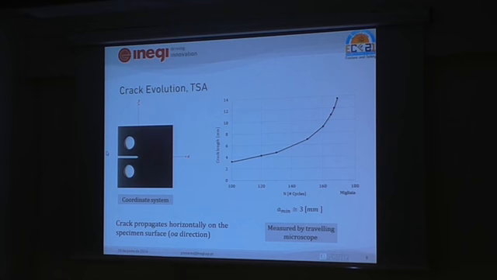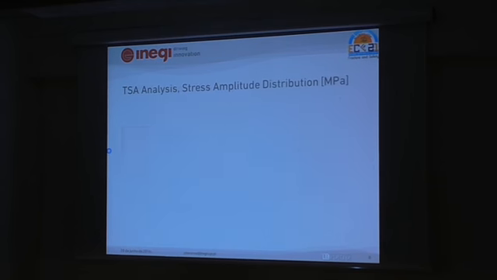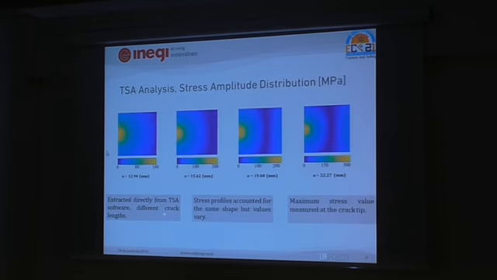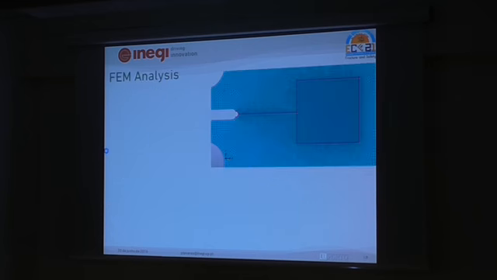and this is what you measure with the traditional measurement of the traveling microscope. So for different crack lengths during crack propagation, you can extract the stress maps directly from the figure.